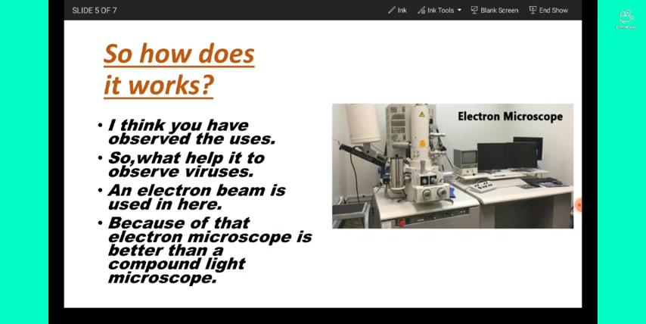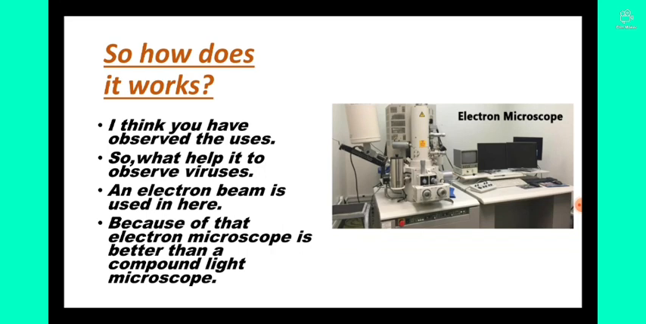Okay, this is a picture of an electron microscope. I told you that it is bigger. That means we connect it to a computer and watch. It is not easy, it's very expensive.